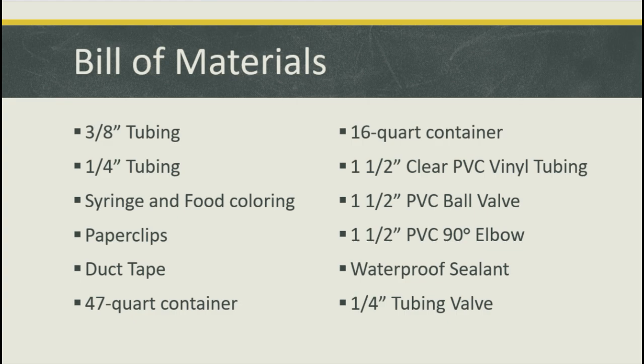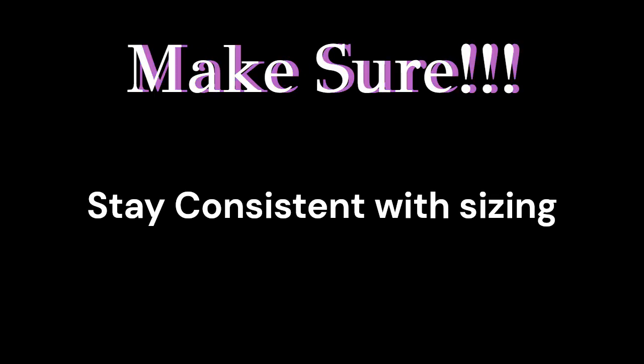Now, onto the experiment. To recreate this project at home, all you need is some 3/8 inch tubing, a quarter-inch tubing, a syringe and food coloring, paper clips, duct tape, a 47 quart container, a 16 quart container, a 1.5 inch clear PVC vinyl tubing, a 1.5 inch PVC ball valve, a 1.5 inch PVC 90-degree elbow, some waterproof sealant or silicone, and a quarter-inch tubing valve. When gathering your materials, if you do decide to change your sizes, make sure the other parts go along with it. Be consistent.